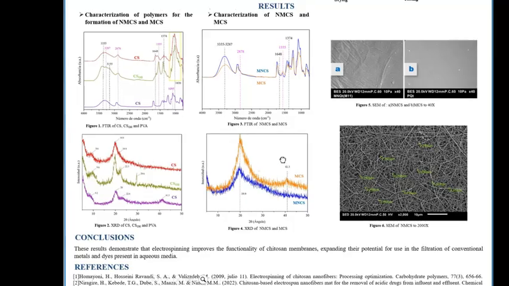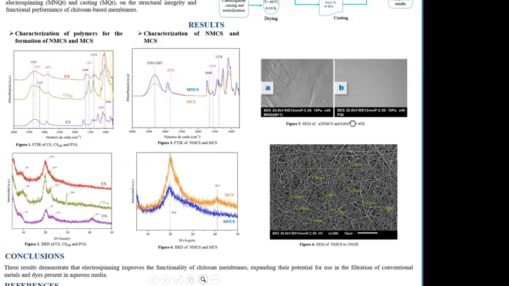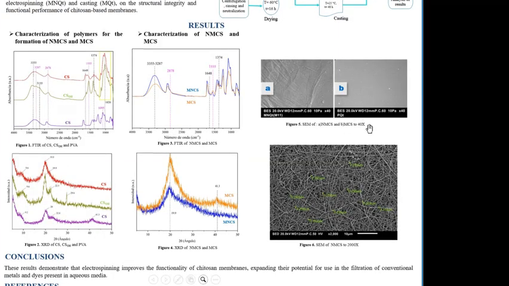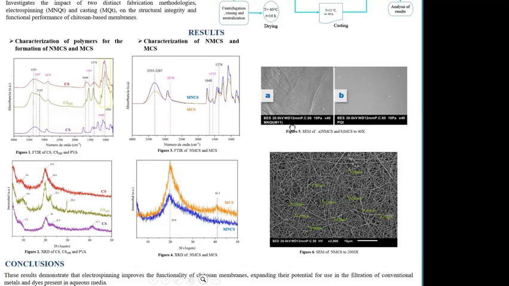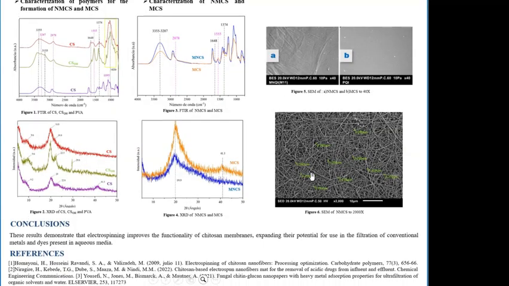Finally, Figure 5 shows the surface of the membranes, where it is observed that the membrane is smooth, while the nanostructured membrane has a rough surface, which is characteristic of a crystalline and amorphous material, respectively. Figure 6 shows that nanofibers with an average diameter of 250 nanometers were indeed formed.